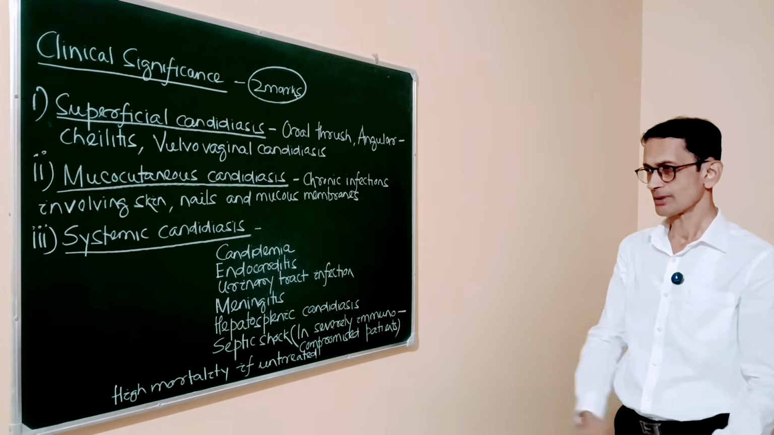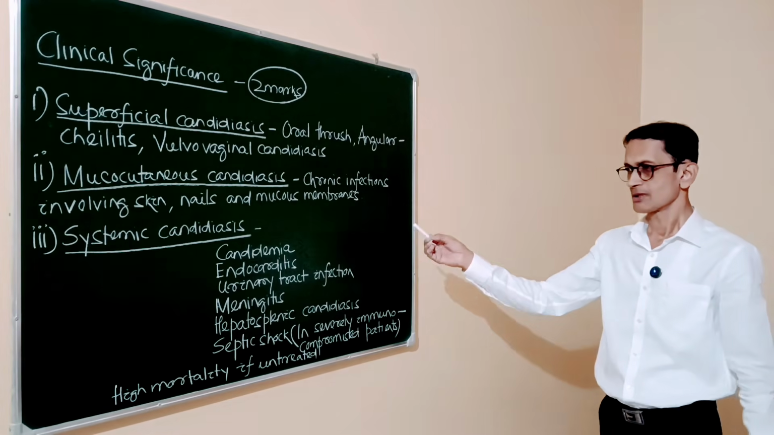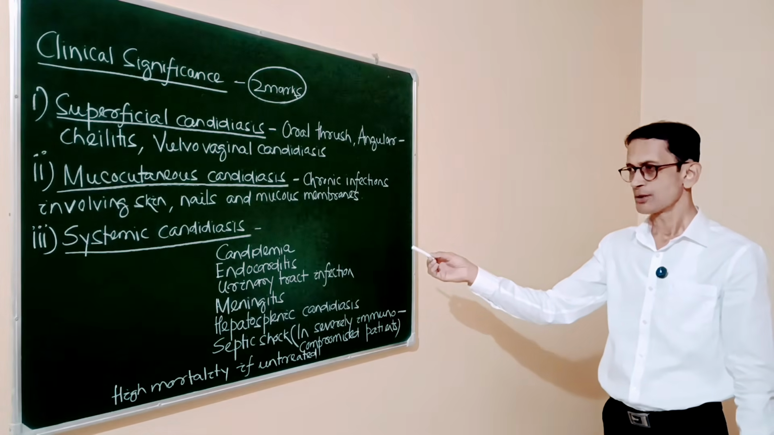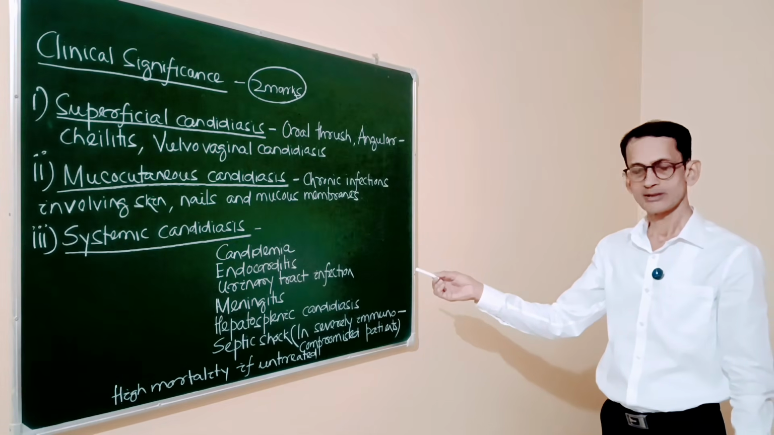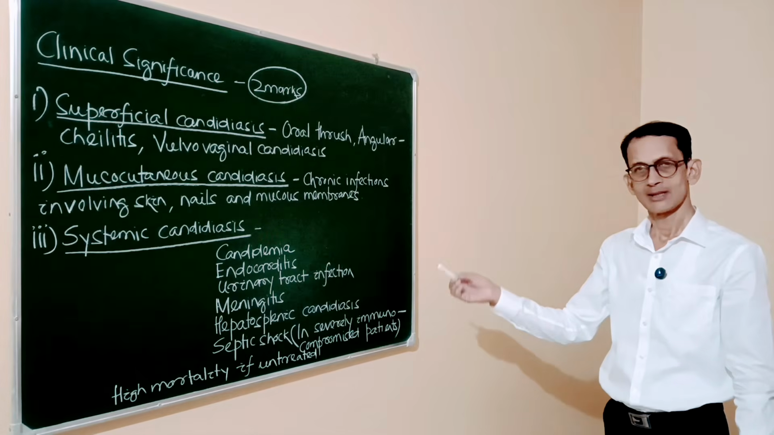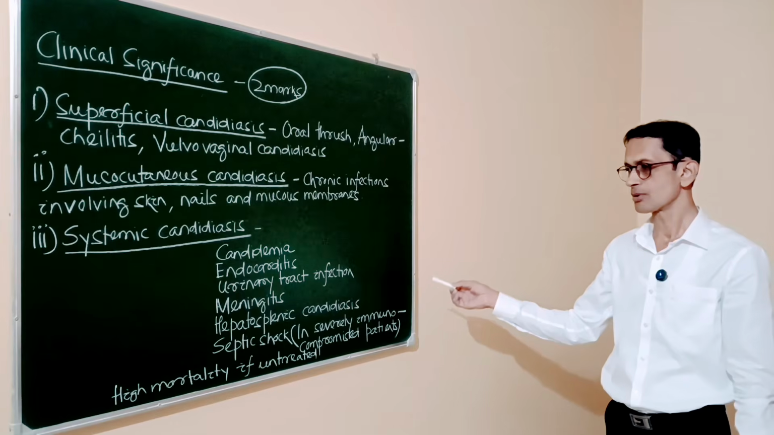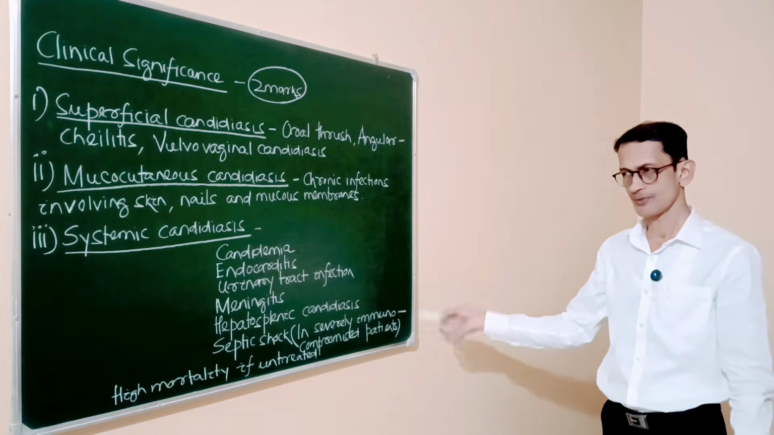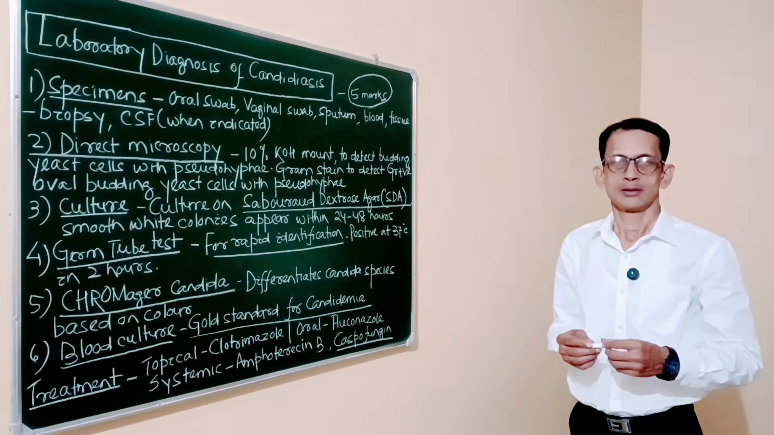The last one is very important, systemic candidiasis. This includes candidemia, endocarditis, urinary tract infections, meningitis, hepatosplenic candidiasis, septic shock in case of severely immunocompromised patients, and high mortality if untreated.